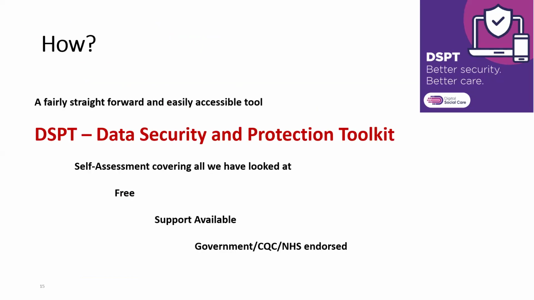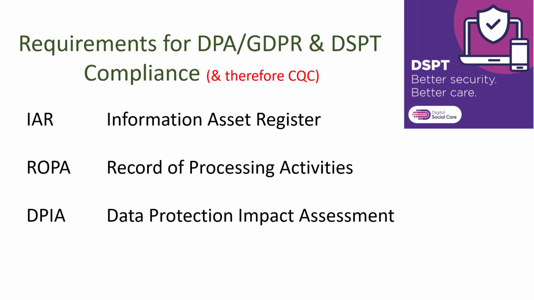So how can you actually ensure that you're meeting the legal and the regulatory expectations? Well, clearly the DSPT, and I've mentioned that several times, so I'm not going to be going into great detail on that as we speak. So moving on to the requirements within all of that, the Data Protection Act, GDPR and DSPT compliance, and therefore CQC. In order to meet all of those, you're going to need an information asset register, a record of processing activities, and carry out data protection impact assessments as and when that's necessary. So how can you actually do that?